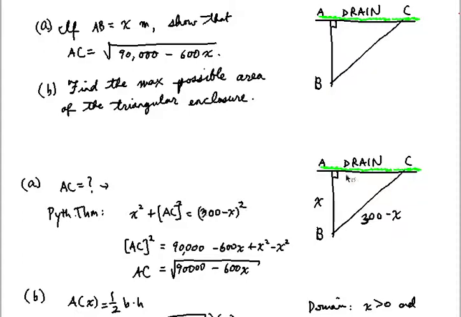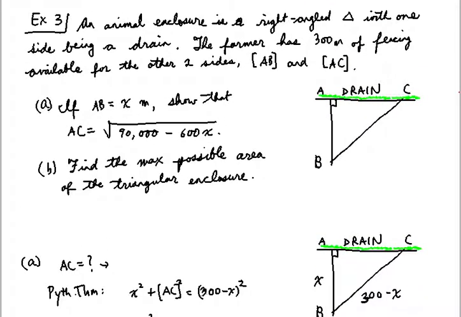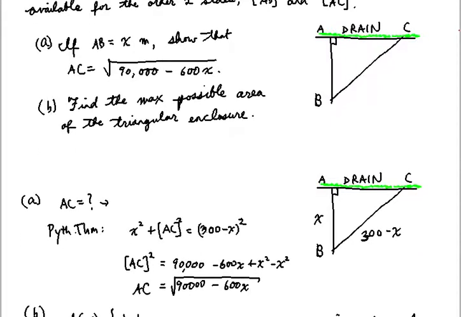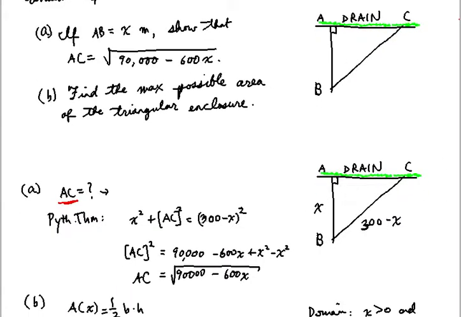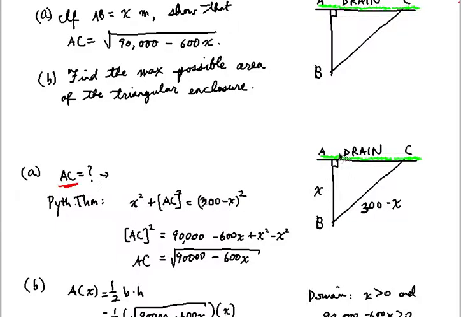I know it's a right triangle because the problem told us it was a right-angled triangle, and so we can use Pythagoras' theorem to create a relationship. What we're asked to find is AC. Show that AC is this expression. So I need to relate AC with x, and I can do that using Pythagoras' theorem. So by Pythagoras' theorem, x squared plus AC squared is (300 minus x) squared, and I isolate AC and I end up with this expression. So I've shown that this is how AC is determined.